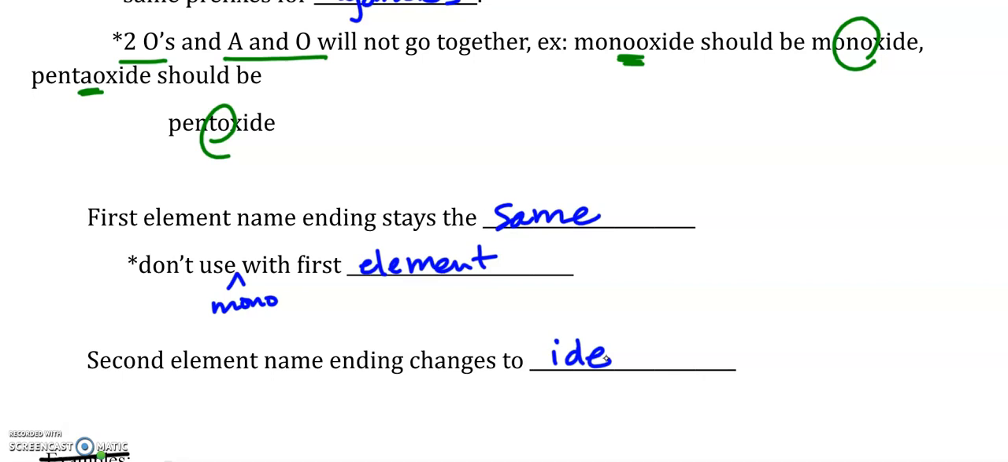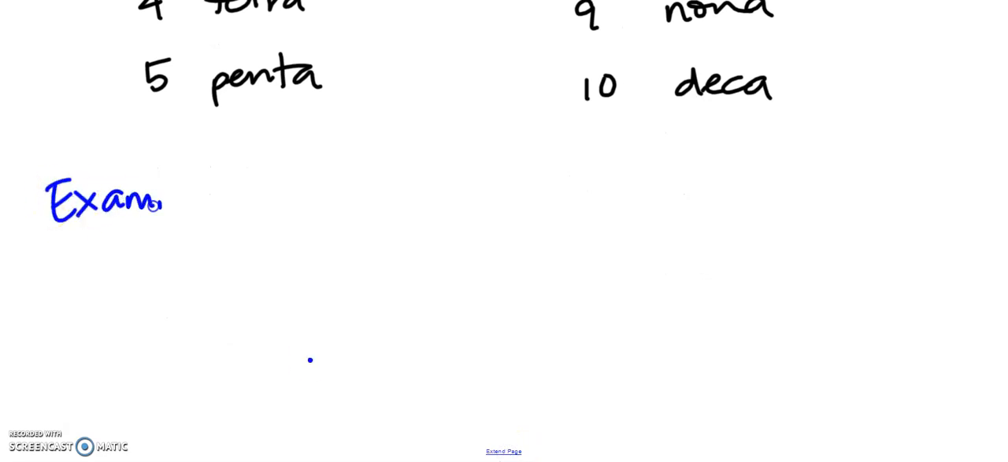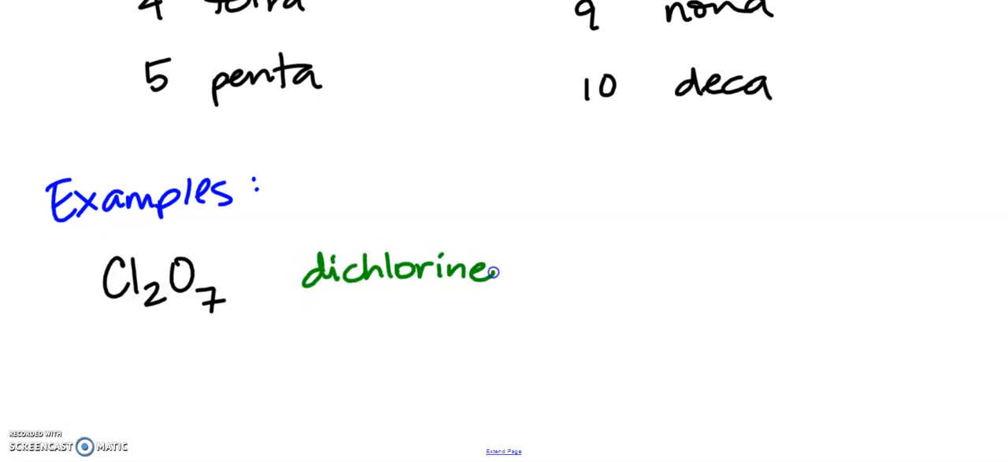All right, so let's do some examples. Let's start by naming, and let's say my substance is Cl2O7. I'm just going to plug prefixes in front of the element names, and I'll change the second element name ending to ide. So I have chlorine for my first element, so this is dichlorine. And then I have 7 oxygens. 7 is hepta, and we drop the A, right? A with O don't go together. So it's hept, ox, and I change the ending to ide. So dichlorine heptoxide.